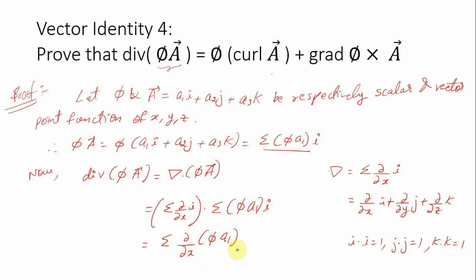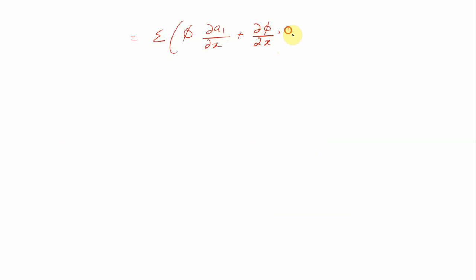summation ∂/∂x of φa1, you see that first it is u into v. As you can see, this is u into v. So therefore, I will simplify this as summation of φ ∂a1/∂x plus a1 ∂φ/∂x. This is how we can simplify this easily, students. So next you can see this is equal to summation of φ ∂a1/∂x plus ∂φ/∂x into a1. So this is what you can see, students.